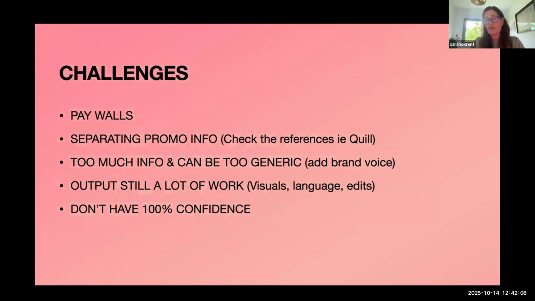And the output is still a lot of work, like visual language edits. And I think that's what Allison was getting at too. And also, being a Gen Xer, I just don't have 100% confidence in it yet. I think I need to keep doing it, obviously, to gain the confidence.